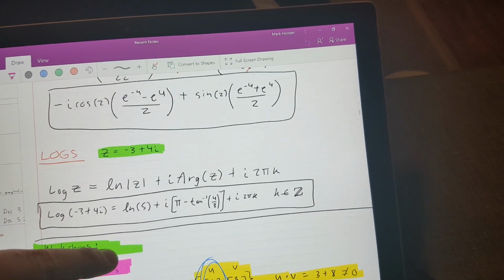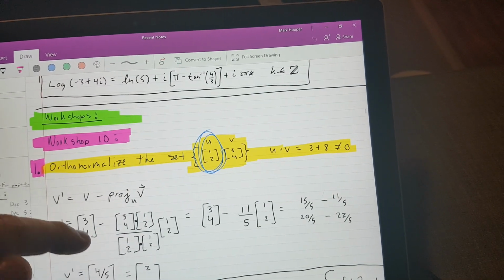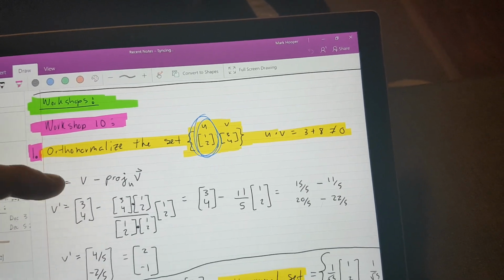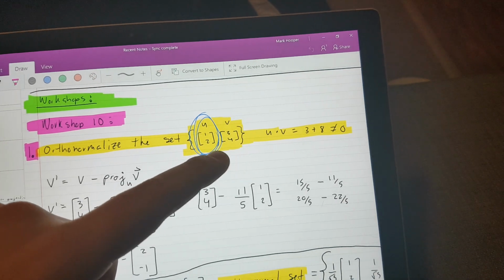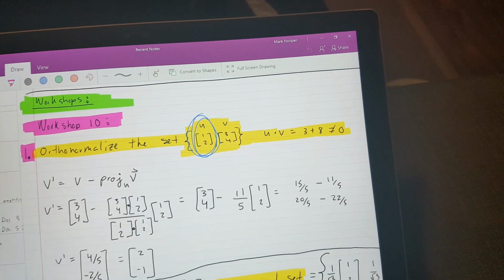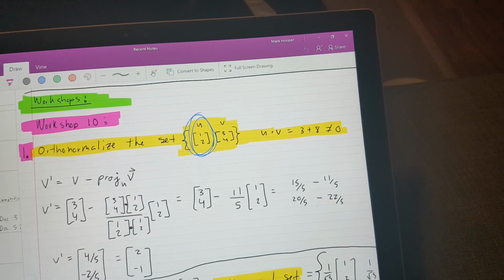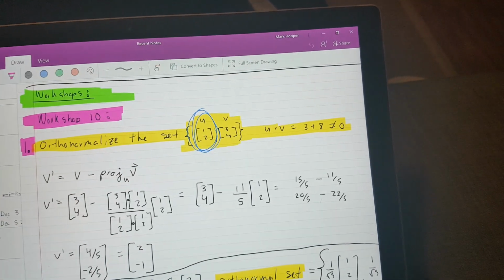So those are the complex number functions, or complex functions, exponential and trigonometric. All right, so workshops. Workshop 10, orthonormalize this set. Well, first thing you do is make sure that their dot product isn't 0 already, because that'll save you some time. So in this case, 1 times 3 plus 2 times 4, well, that's not 0.